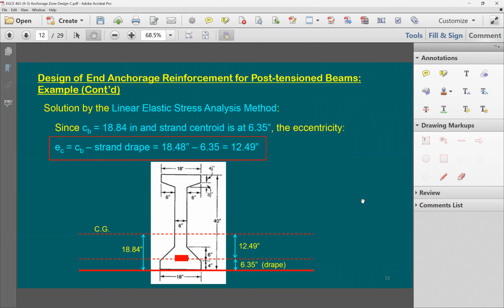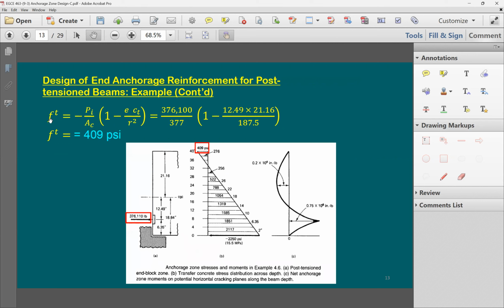I'm gonna use this equation. If you remember, my equation for F top is gonna be equal to Pi divided by the area of the concrete. Where is this Pi coming from? This Pi is coming from the addition of the three forces. How about the area of the concrete? It's coming from here. Look at AC, 377. So here's the total force divided by 377, because now I consider the total force to be right in the middle at 6.35.